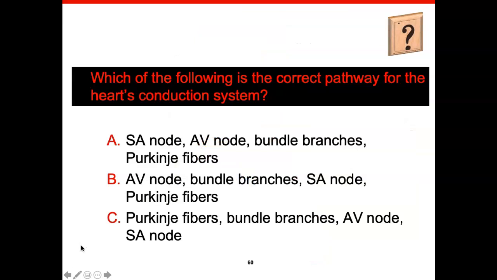Which of the following is the correct pathway for the heart's conduction system? I hope you remember: SA node, AV node, bundle branches, and Purkinje fibers.